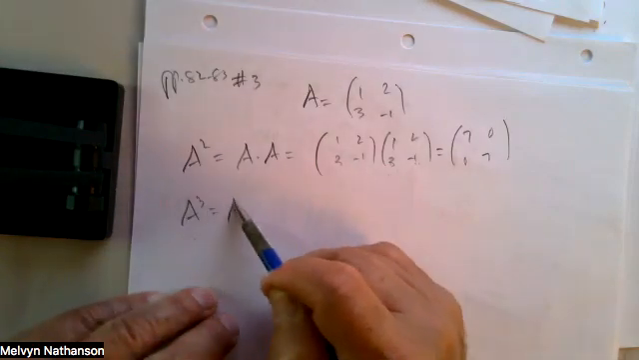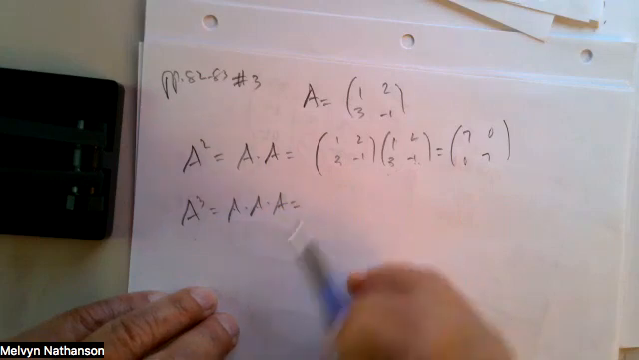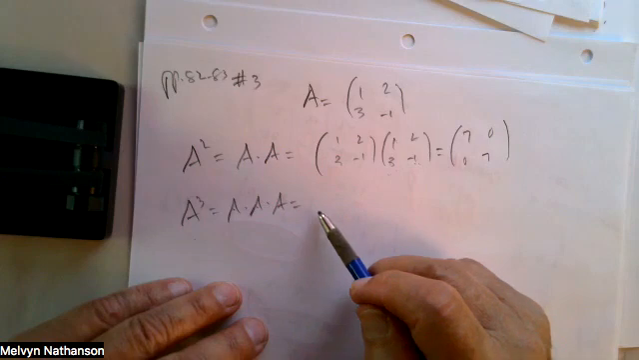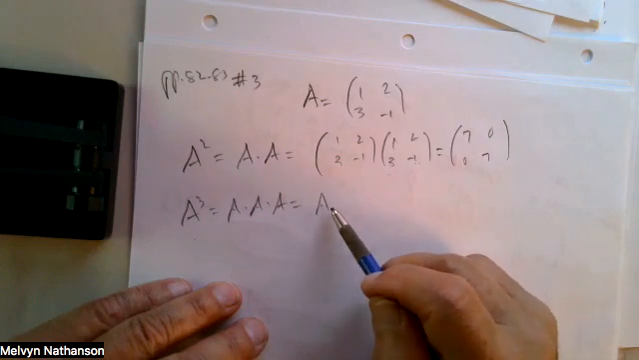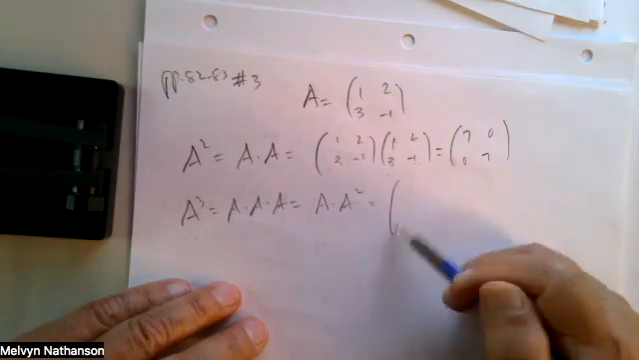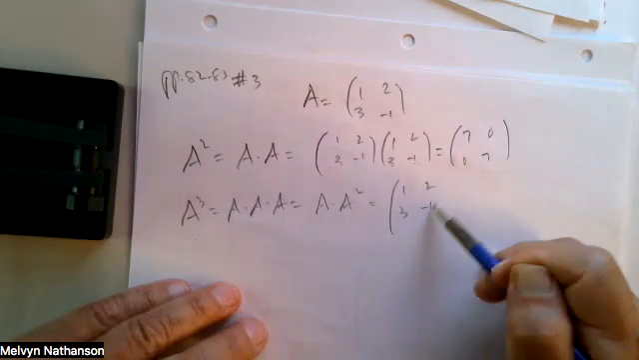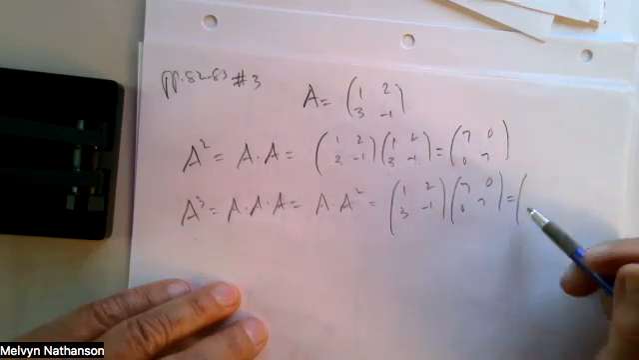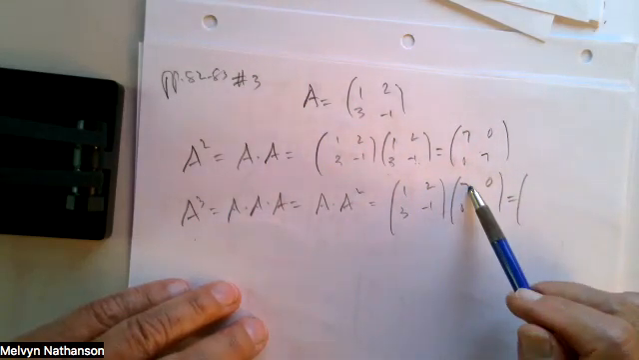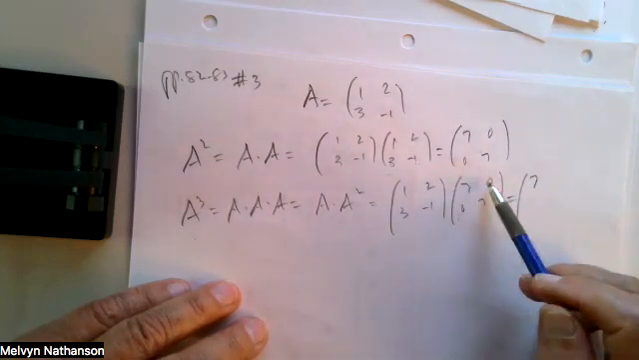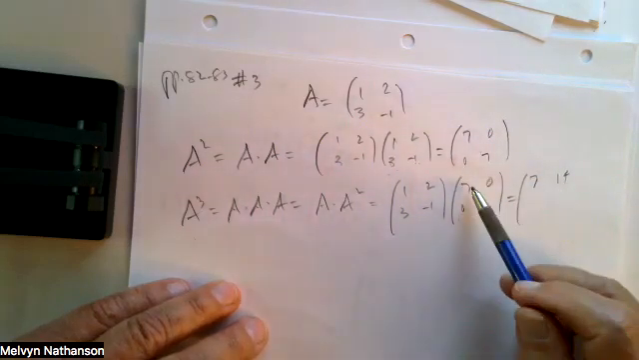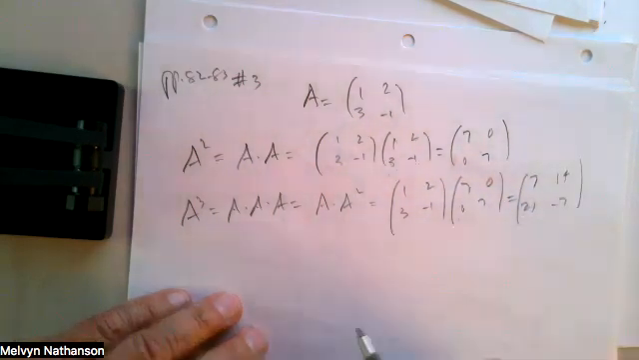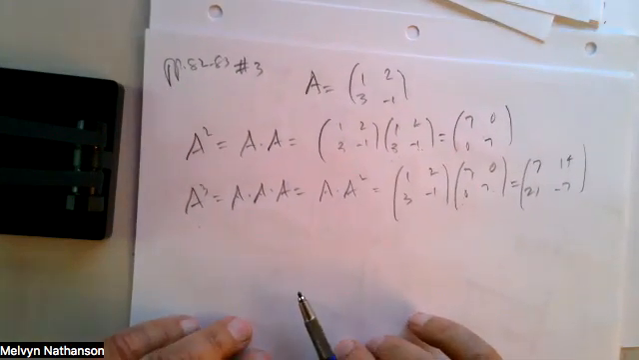A cubed means A times A times A. But that's the same as, for example, A squared times A. A is 1, 2, 3, minus 1, and A squared is 7, 0, 0, 7. So when I multiply, I get 7, 14, 21, 0, minus 7. That's A cubed.